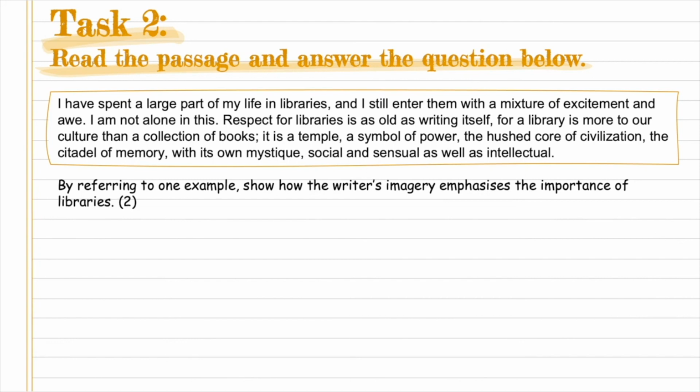Task 2 asks much the same. You're going to read the passage and answer the question below. The question reads, by referring to one example, show how the writer's imagery emphasises the importance of libraries. Again, it's 2 marks, so we know that we need to find one piece of imagery. We'll get a mark for identification, and then we'll get a mark for analysis. You can pause here, attempt the question yourself.